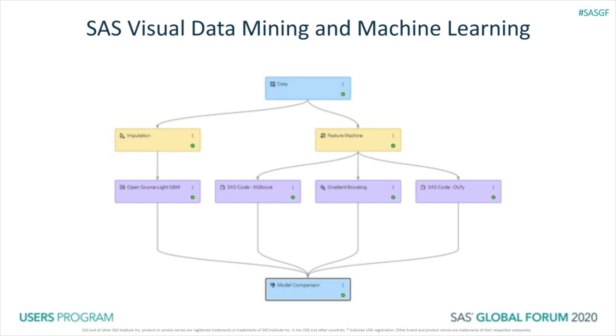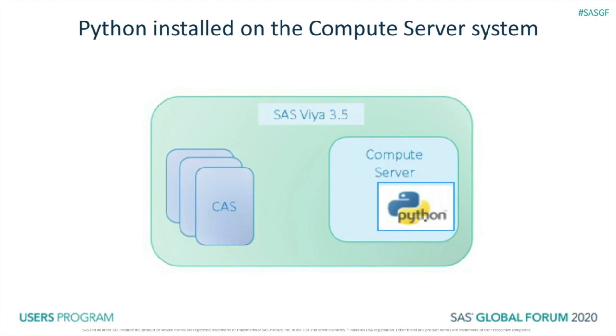Our paper, Using Python with Model Studio for SAS Visual Data Mining and Machine Learning, provides more details and examples on using the open source code node and using DLPy packages from the SAS code node. The open source code node requires Python and necessary packages to be installed on the same machine as the compute server for SAS Viya.